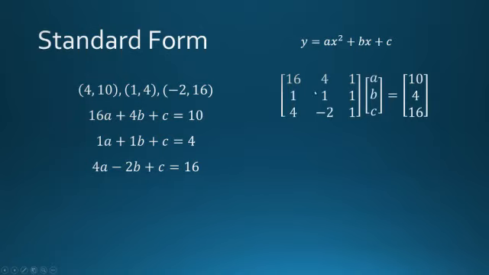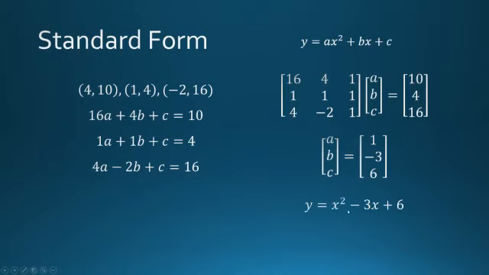Remember, the coefficient matrix times your variable matrix equals your constant matrix. On the calculator, you're going to type in the coefficient matrix and the constant matrix and do the inverse of the coefficient matrix times the constant matrix. And that's going to give you your answer. Note A is 1 and B is negative 3 and C is 6. So this is 1x squared minus 3x plus 6.